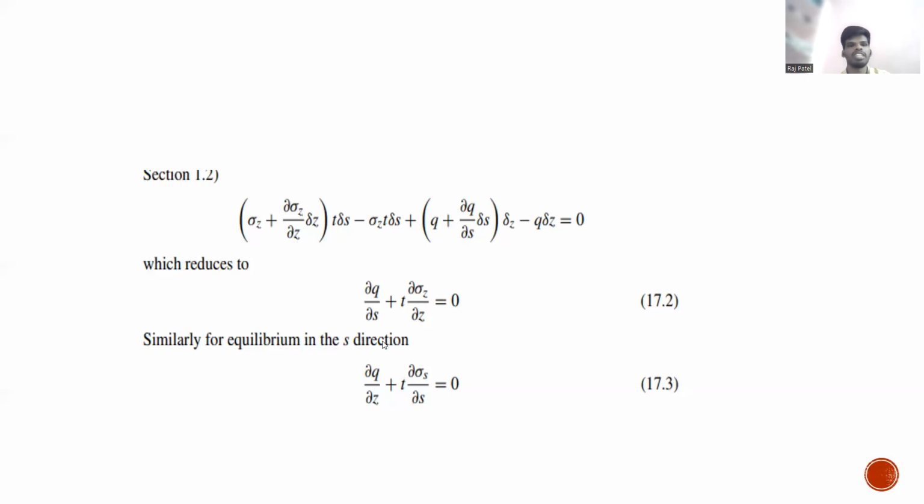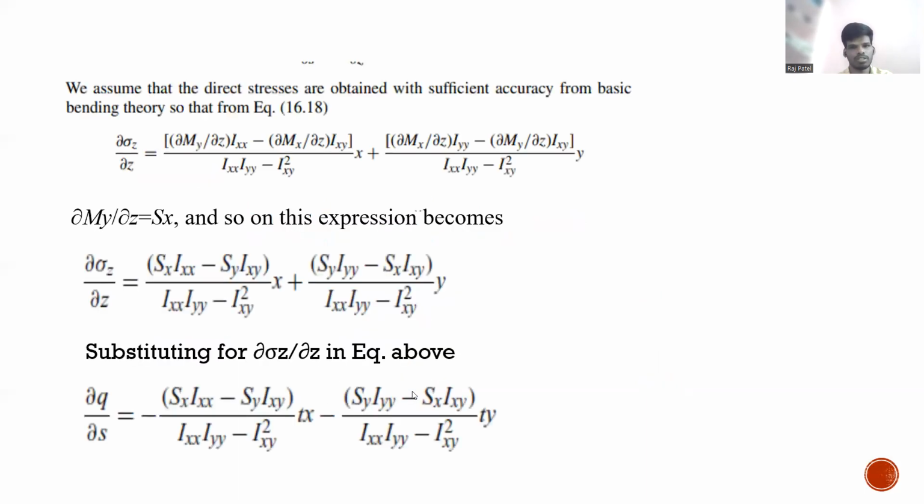Similarly, for equilibrium in the S direction. So here we have considered the Z direction, and if we consider the S direction, here sigma s plus dou sigma s by dou z is equal to the stress in the S direction, times t into dou q by dou s. By considering equilibrium in the S direction, the equation becomes as this for stresses in the S direction.